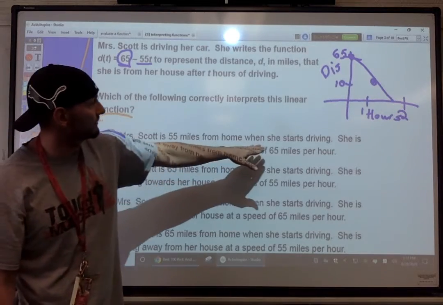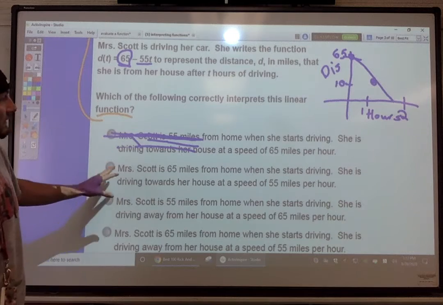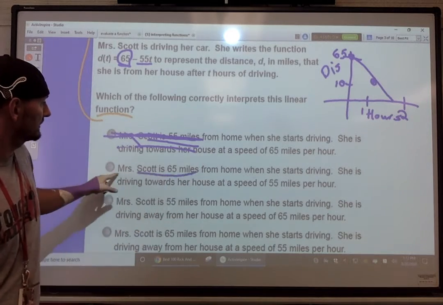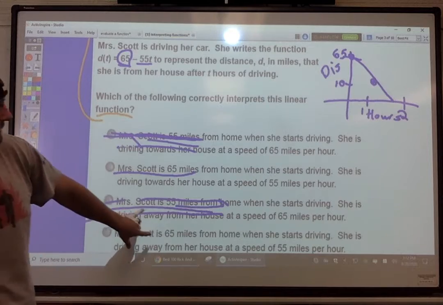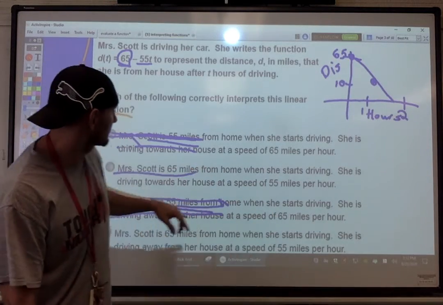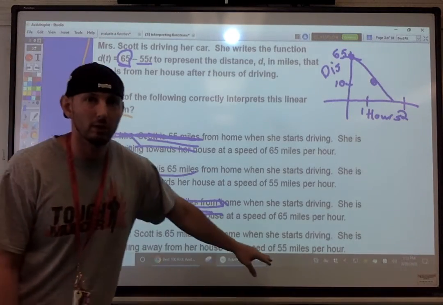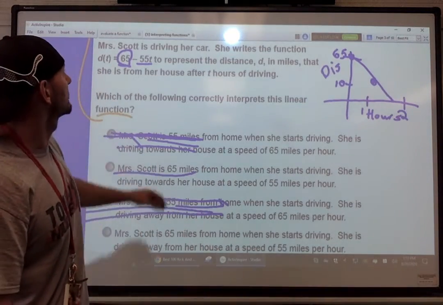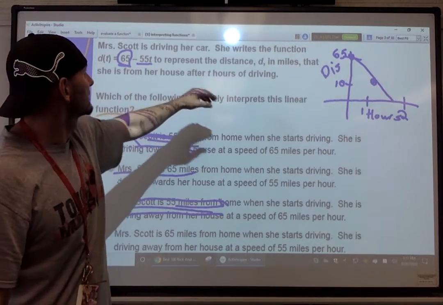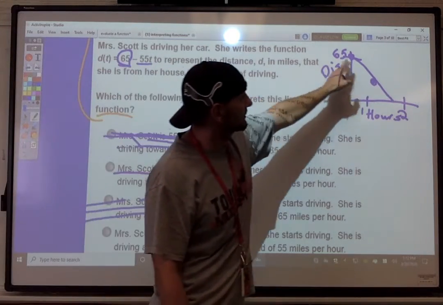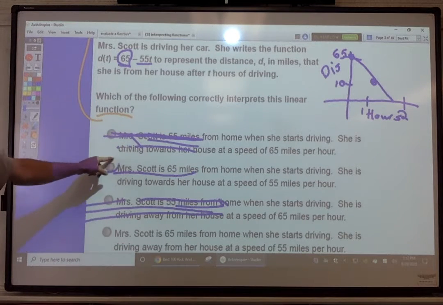So, which is correct? 55 miles away from home? No. 65 miles away from home? Good. This said 55 from home, so I know that's right. So these are both 65. When she starts driving, she's driving towards her house. Here it says driving away. Again, it represents the distance in miles that she is from her house. So if it's going down, we're getting closer to the house. So she is driving towards her home.